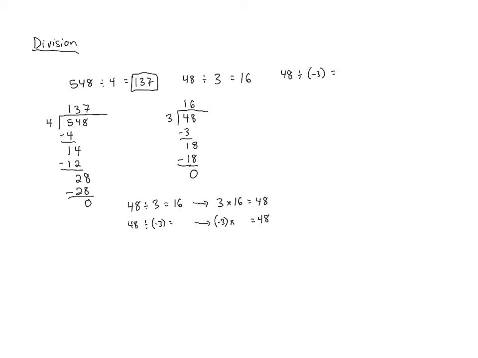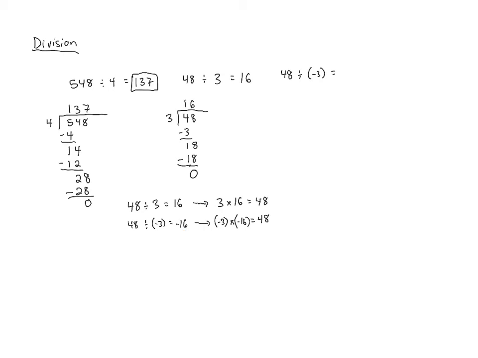Now, if we're going to do a multiplication and end up with a positive, and the first number is negative, the second number also has to be a negative, because a negative times a negative gives us a positive. So this is going to be -16. And what that tells us is that in the division problem, we end up with negative 16 there. So in this case, a positive divided by a negative is a negative.